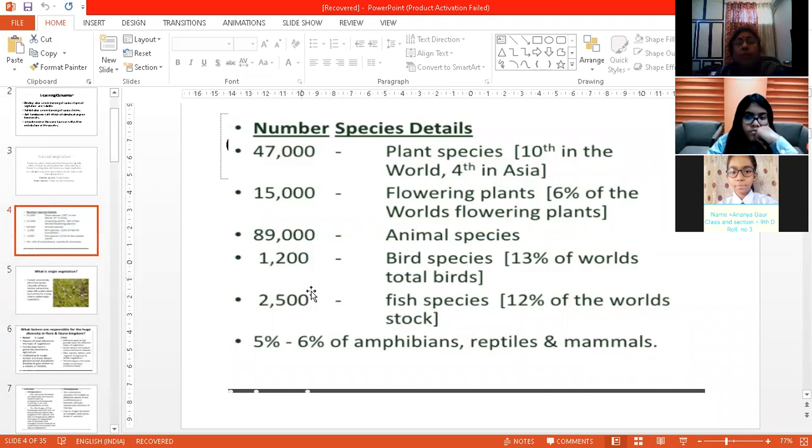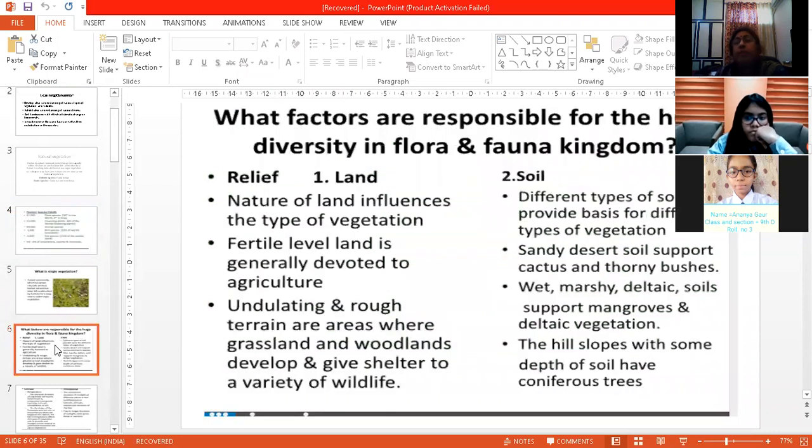Now, what could be the reason for this diversity? So next we come to the factors that are responsible for this huge diversity in flora and fauna. The main factors are relief and climate.